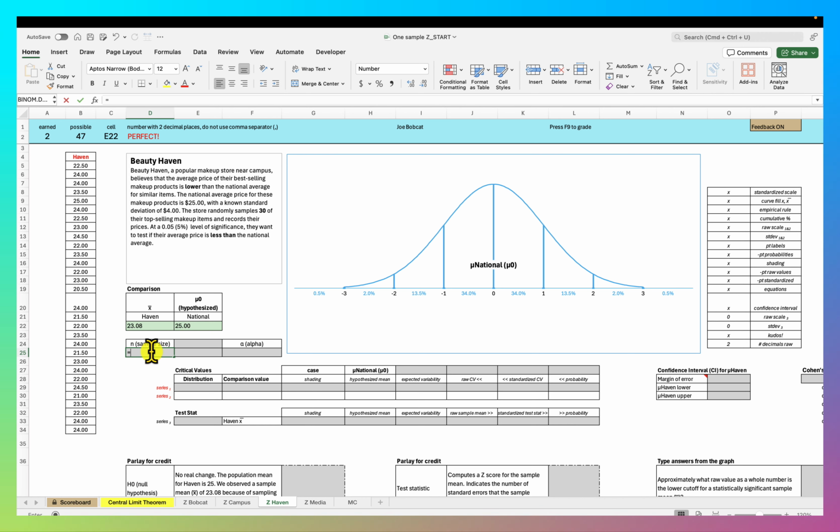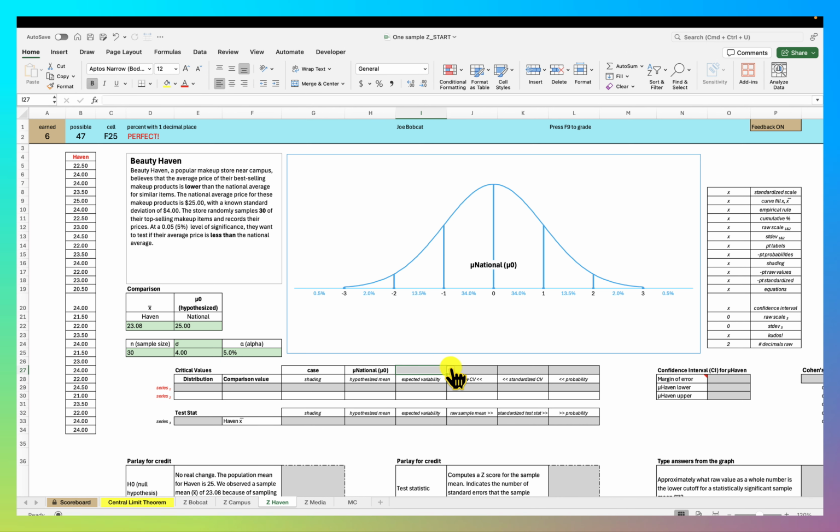So the sample size is a count of these items. And since they gave us the standard deviation for the population, we're going to go with that, which is sigma. And that's 4. It's given in the problem. And alpha is 5%, also given in the problem.